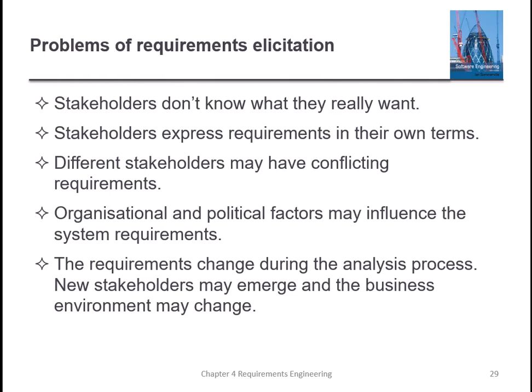Stakeholders express requirements in their own terms, in their own scenarios. They give you different user stories, and then it becomes difficult for you to get the system requirements from that. Different stakeholders may have conflicting requirements. This is a very important and critical issue, that different stakeholders may be involved, and they have different approaches towards some requirements or other. Organizational and political factors may influence the system requirements.